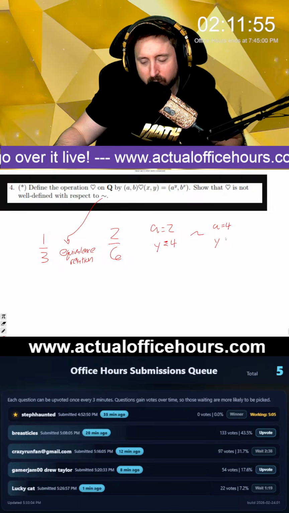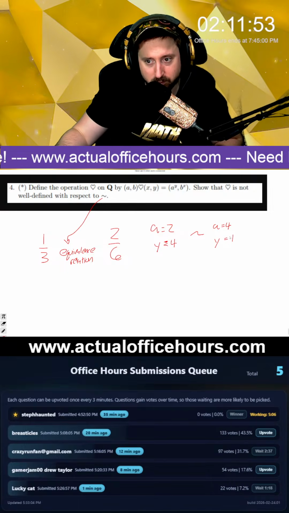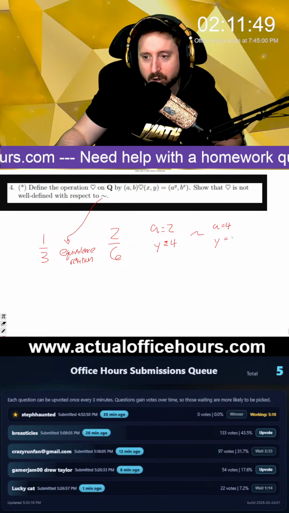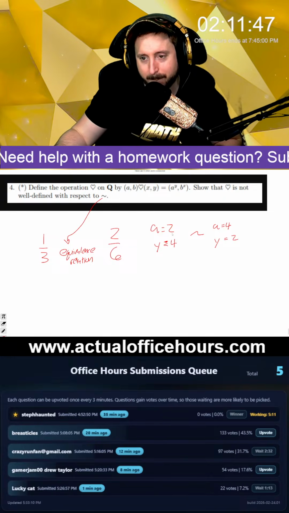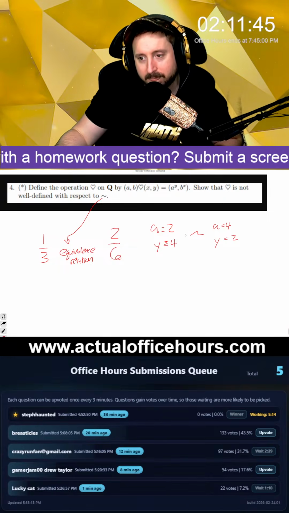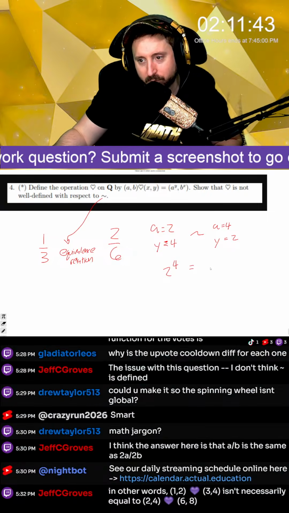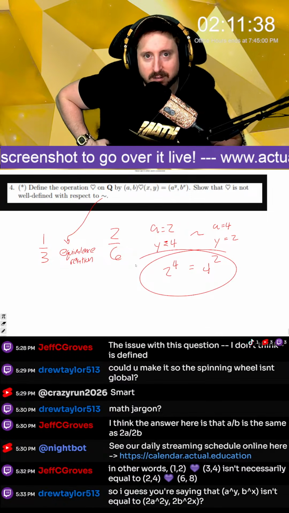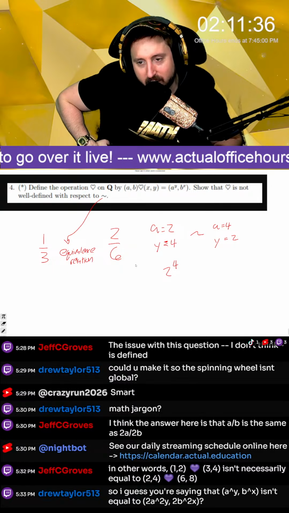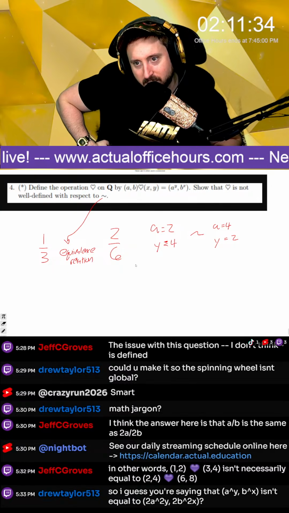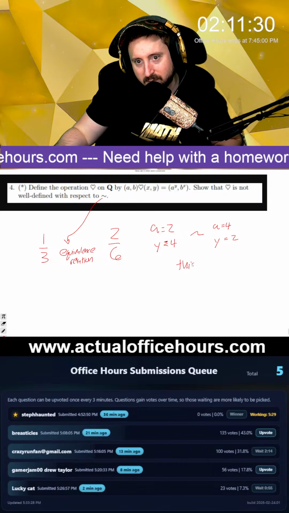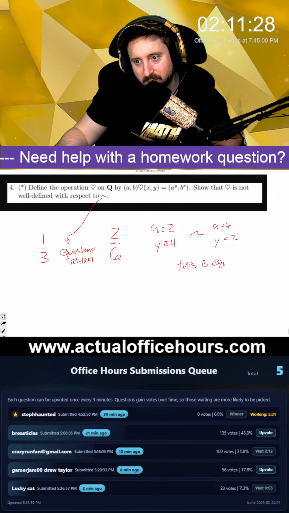Right, Y is 2 though. Oh no, I see what you're saying. Sorry, my bad. So something like this would create 2 to the 4th being equal to 4 to the 2nd. Yeah, so this would be an equivalence one to show that the operation is not well defined.